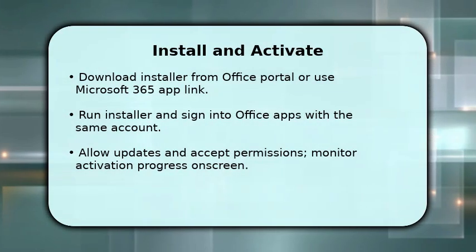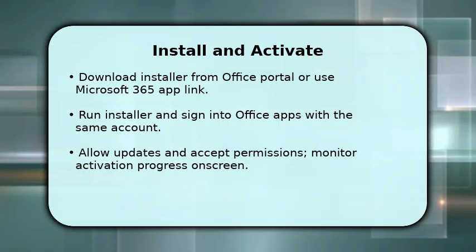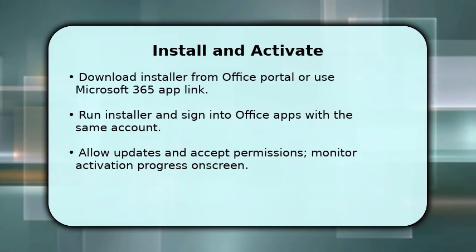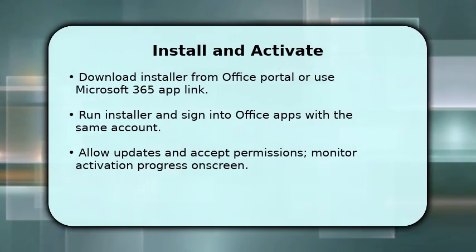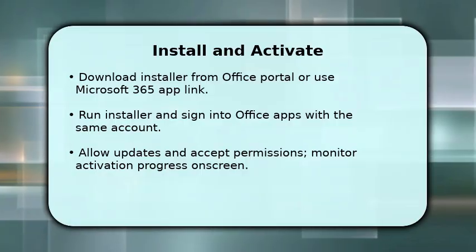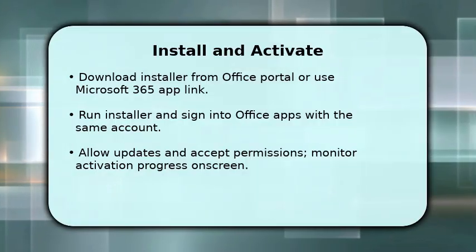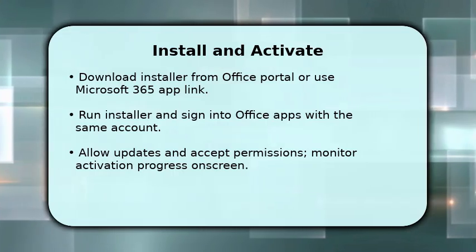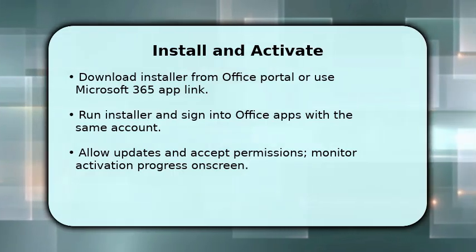Once done signing in on the account page, click Install Office to download the installer for your platform. Choose 32-bit or 64-bit if prompted. Run the installer and open any Office app, such as Word, then sign in using the same Microsoft account to bind the license. Make sure you permit updates and admin prompts so activation completes.